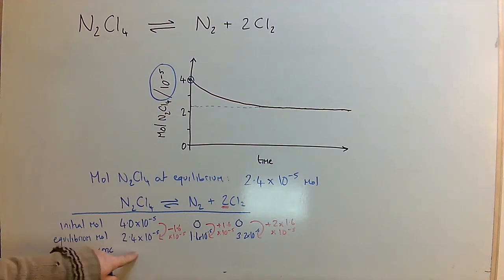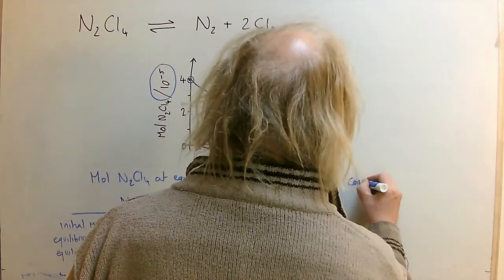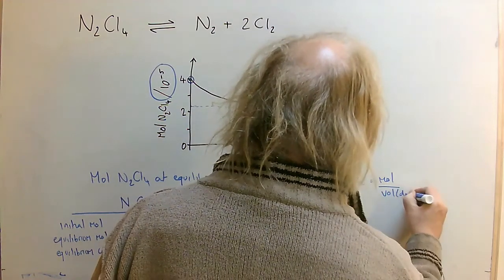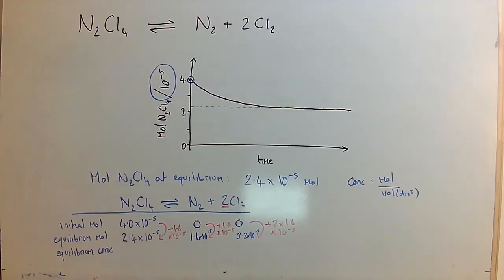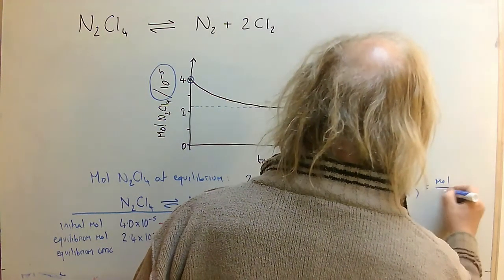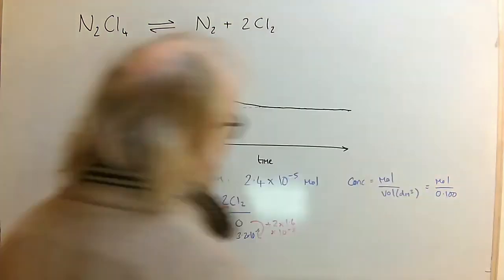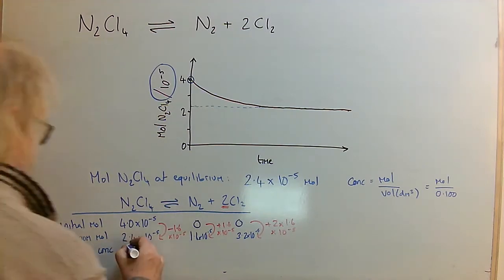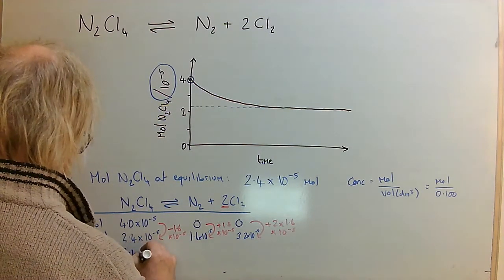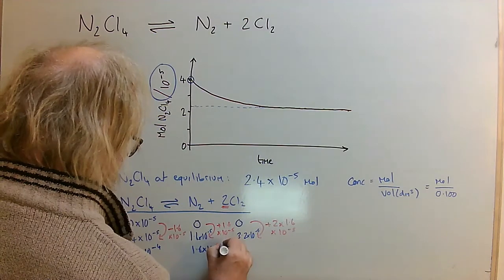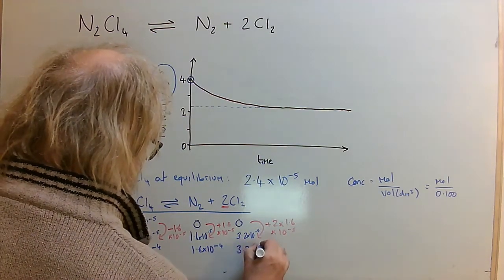So again, to work out the concentrations, you just divide by volume. So concentration is moles over volume in dm cubed. And it tells us that the sample has a volume of 100 cm cubed, which is 0.1. So it's the moles divided by 0.1 dm cubed. And if you divide by 0.1, that's the same as multiplying by 10. So these become 2.4 times 10 to the minus 4, 1.6 times 10 to the minus 4, and 3.2 times 10 to the minus 4.